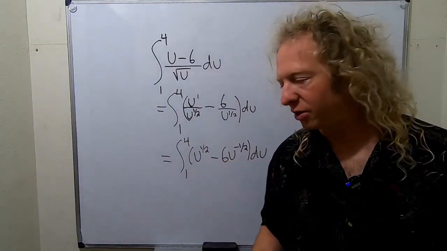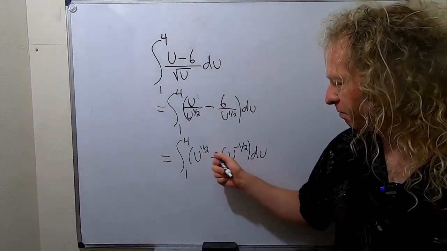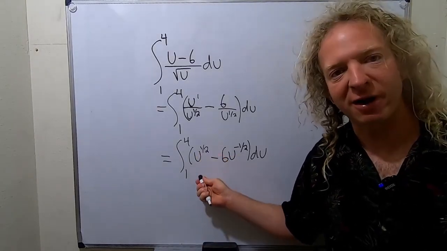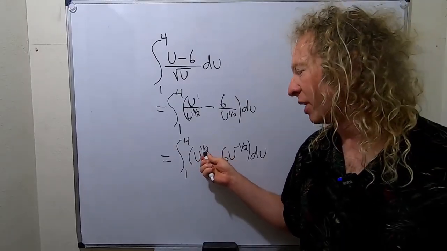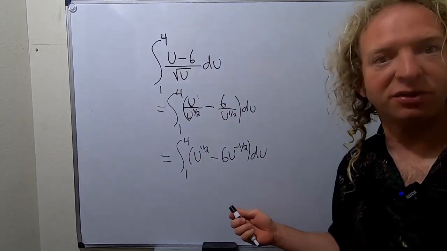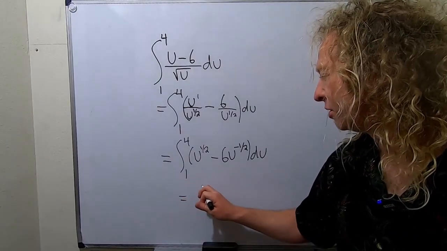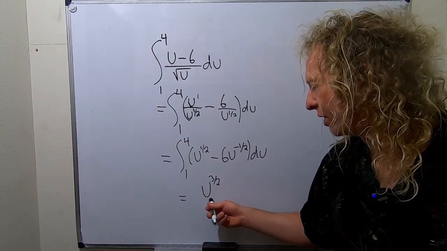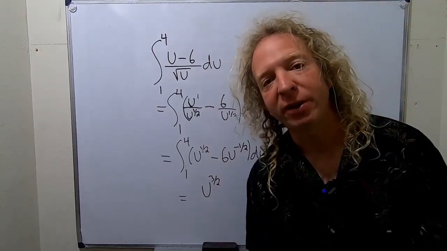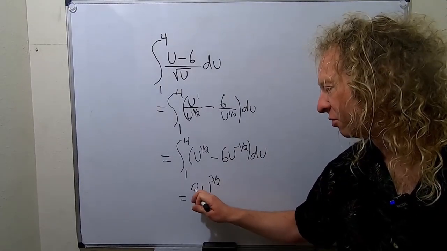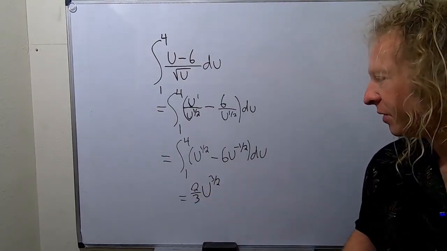Okay, so now we're just going to integrate. When you integrate both of these pieces, you just use the power rule. You add 1 to the exponent and divide by the result. So we have 1 half plus 1, so it's really 1 half plus 2 halves. That's 3 halves, so this is u to the 3 halves. Then when you divide by 3 halves, you really multiply by the reciprocal. So instead of dividing by 3 halves, I'm going to put a 2 thirds here because that's the reciprocal.